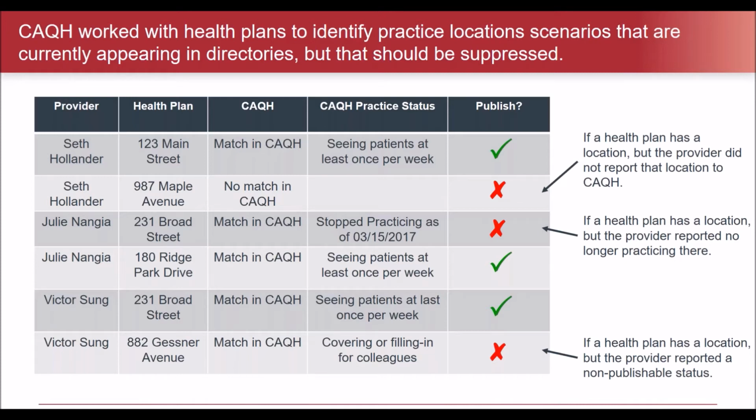And moving down the chart, Dr. Julie Nangia practices at 231 Broad Street, or is listed as that in the health plan's directory. CAQH has that location, actually. But Dr. Nangia within CAQH's portal says that she stopped practicing at that location as of March 2017. So if the health plan sees that, they're going to use that information, and so it's a really strong negative signal that that location should be suppressed within the health plan's directory.